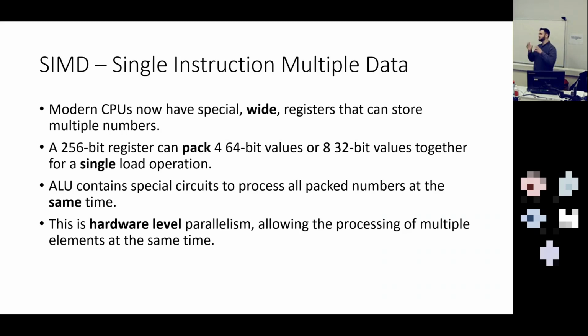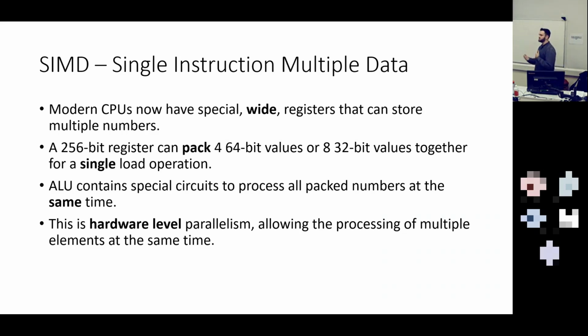And if you have that much space to store some data, you can pack multiple numbers together into a single register. The reason we do this is because going to get data from memory has a high latency cost. So if you can do it all in one go, then you only pay that cost once for four numbers or 8 numbers, depending on how many bits each of your numbers have.